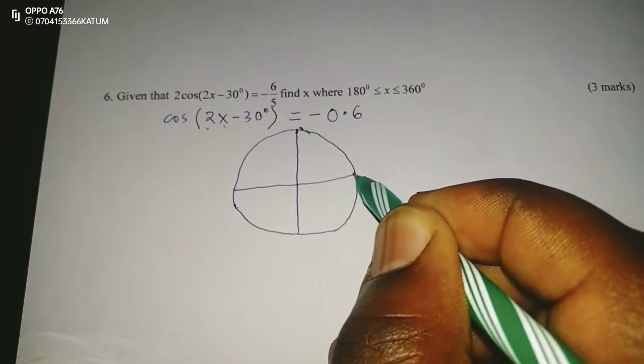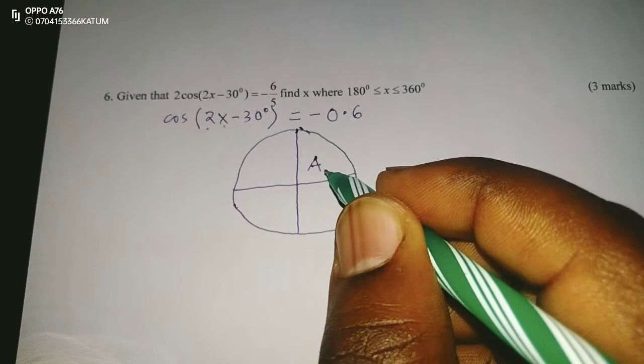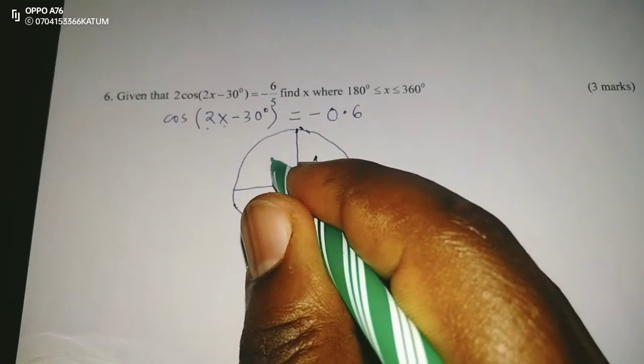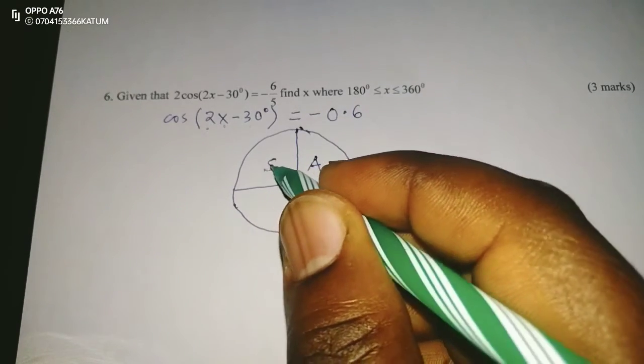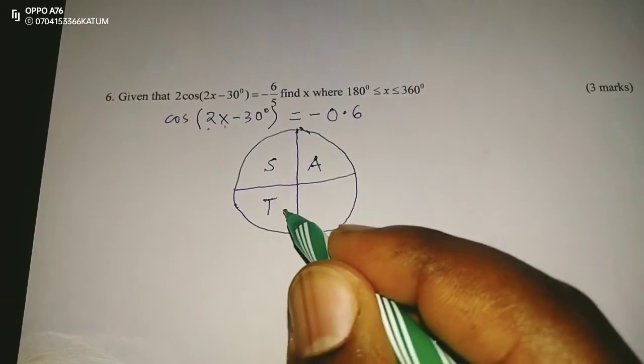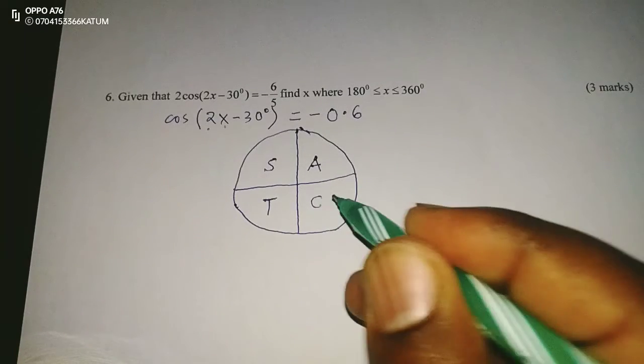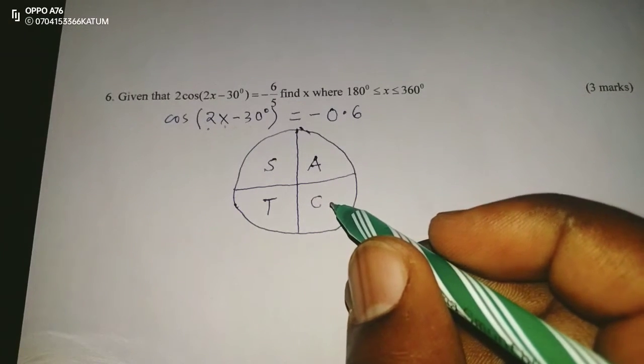These are the 4 quadrants. In the first quadrant, all trigonometric ratios are positive. Only sines are positive in the second quadrant. Only tangents are positive in the third quadrant. And it's only cosines which are positive in the fourth quadrant.